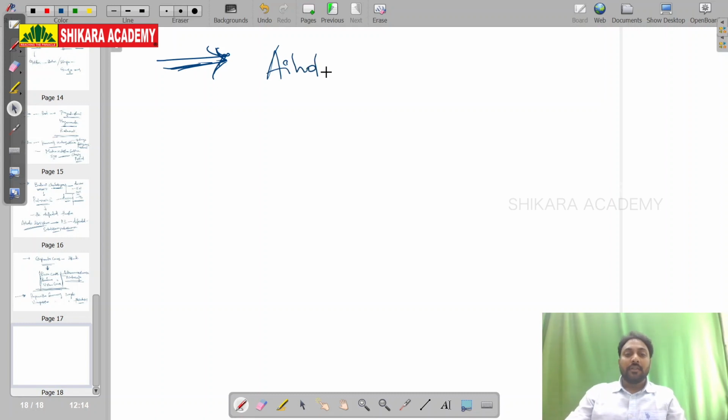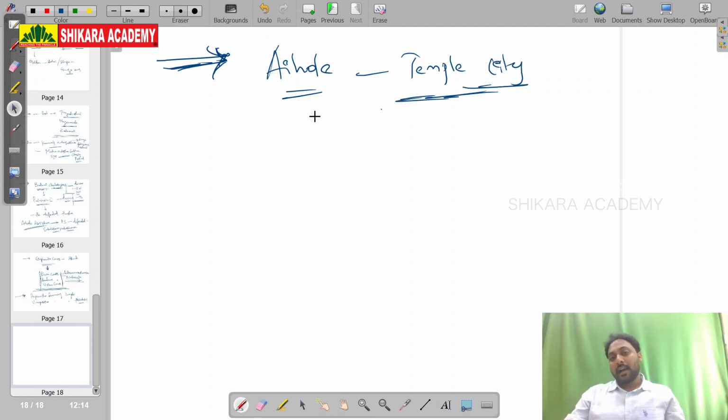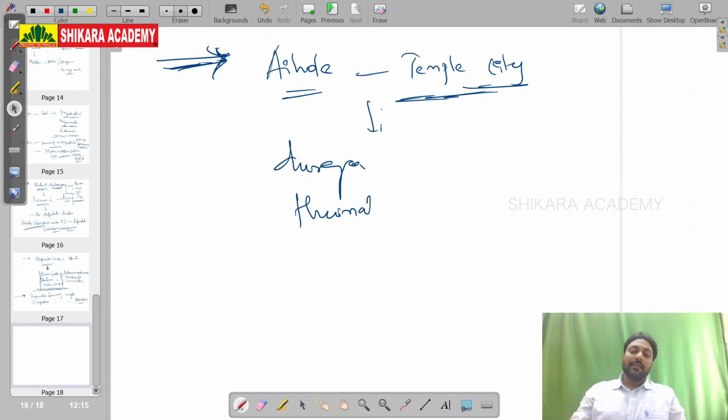Aihole is full of temples. Aihole is called a temple city, just like Hampi in Vijayanagara's time. In Aihole you see the Durga and Usimalli Gudi temples.